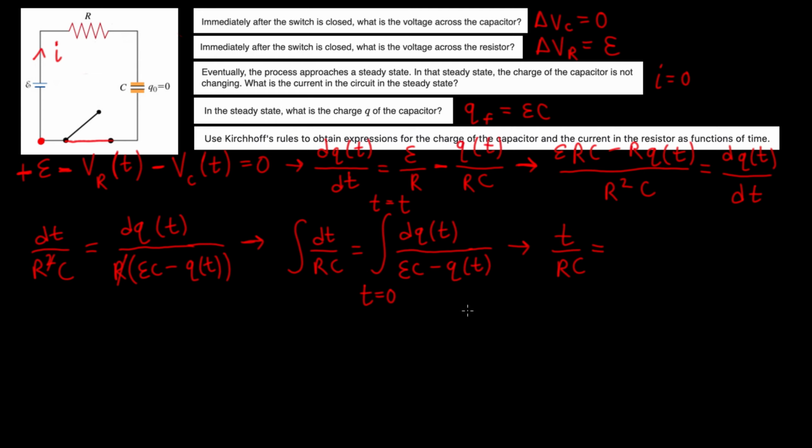Now let's solve the integral on the right-hand side, which is this integral right here. In this integral, notice how the voltage of the battery times C is just a constant. And this variable right here, the charge as a function of time, that's the variable, because this numerator right here is what we're taking the integral with respect to. We're taking the integral with respect to dq of t.